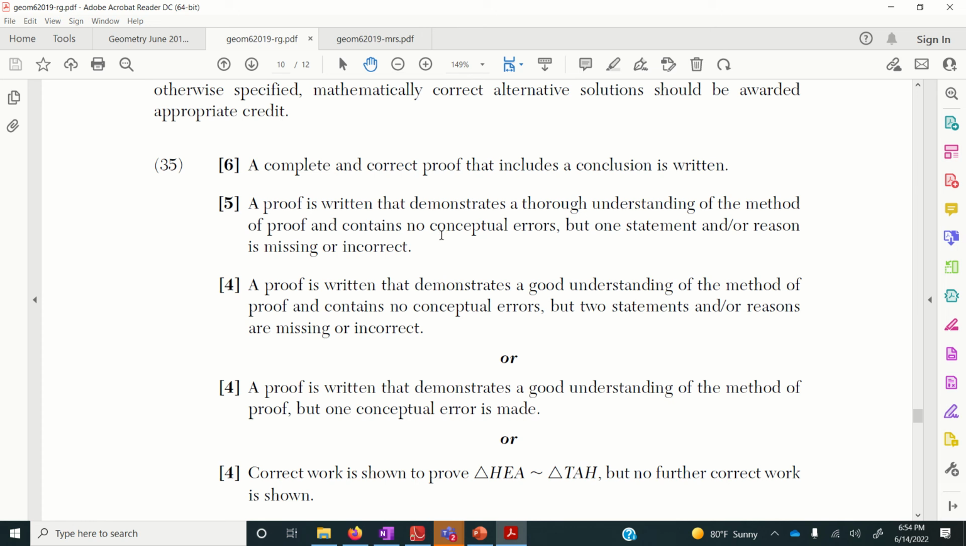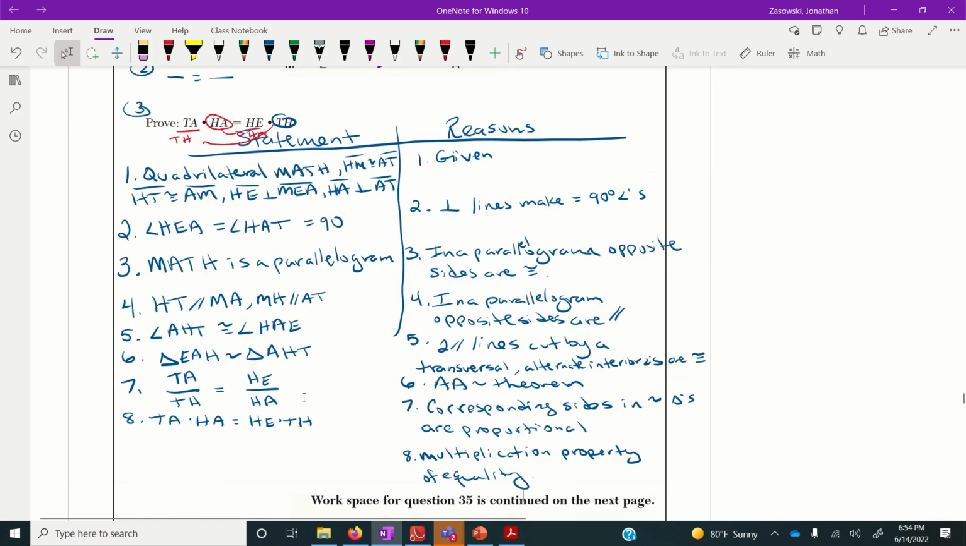That means like you didn't use the wrong reason somewhere, you didn't assume something that wasn't right. If you said it's a parallelogram, you gave the right reason, that type of thing. One statement and or reason is missing. So it kind of means like if you did something but you forgot a step along the way, maybe you put this down wrong or got an incorrect, like in a parallelogram, opposite sides are, or something, or you just said it's a parallelogram but didn't expand upon it, that would be where you might lose a point there. Okay.